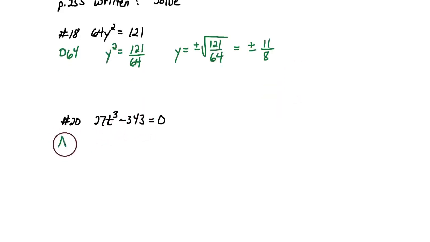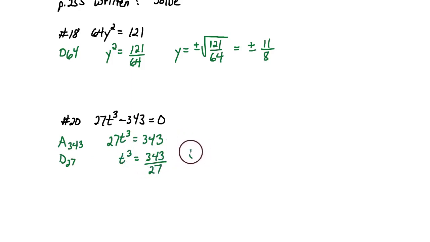Number 20, let's add the 343 to the right side. And then divide by 27. Then remove the third power by doing a cube root. It's okay to leave the answer like this unless we can actually find the cube root of 343 and the cube root of 27. Let's use the calculator to find the cube root of 343.